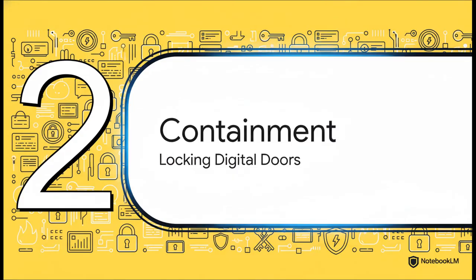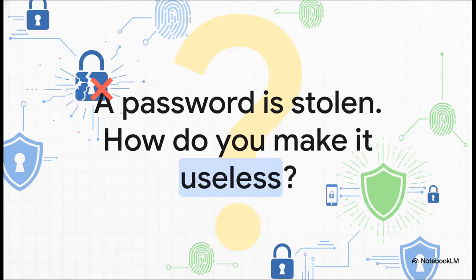Okay, we know how they got in. Now it is time to kick them out and slam the doors shut. We have to assume the attacker is still in our network. Our top priority is containment, cutting off their access completely and regaining control. So the attacker has a password. That's a key to our front door. The question is, how do we make that stolen key completely and utterly worthless to them?